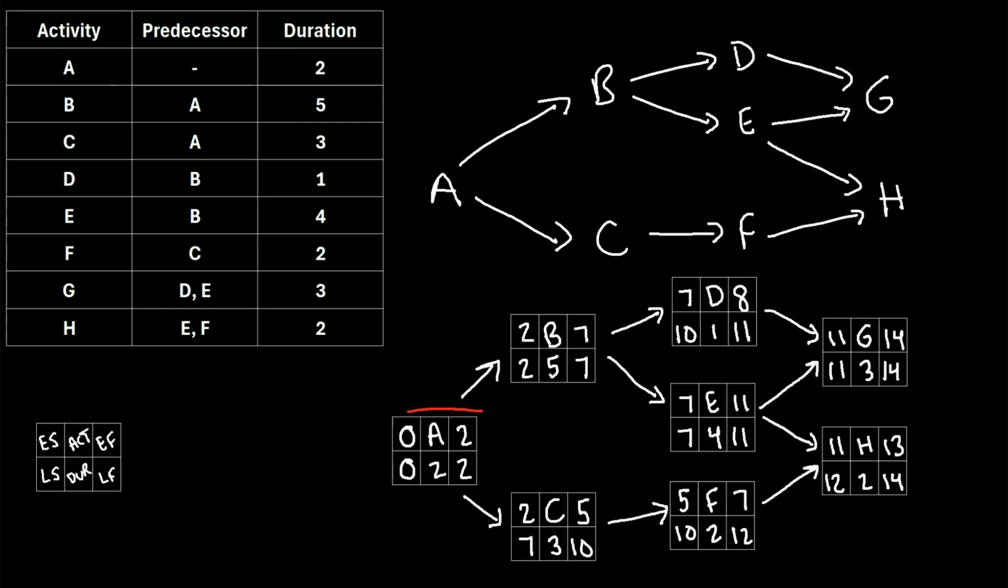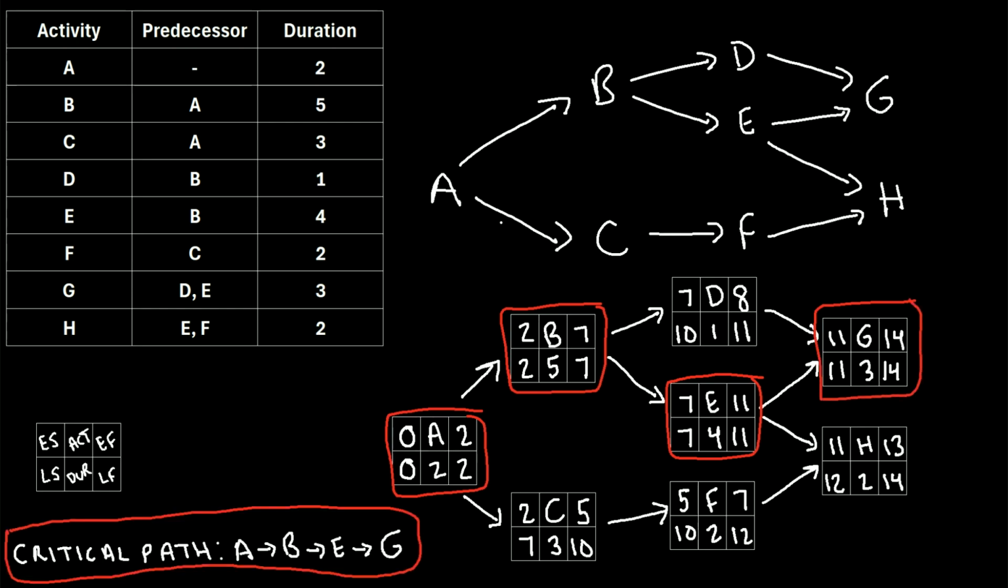So we can see that would be activity A, B, E, and G. So let's go ahead and write that down. And what that tells us is that if any of these activities on our critical path are delayed, even by 1 day, it would increase the duration of the entire project.